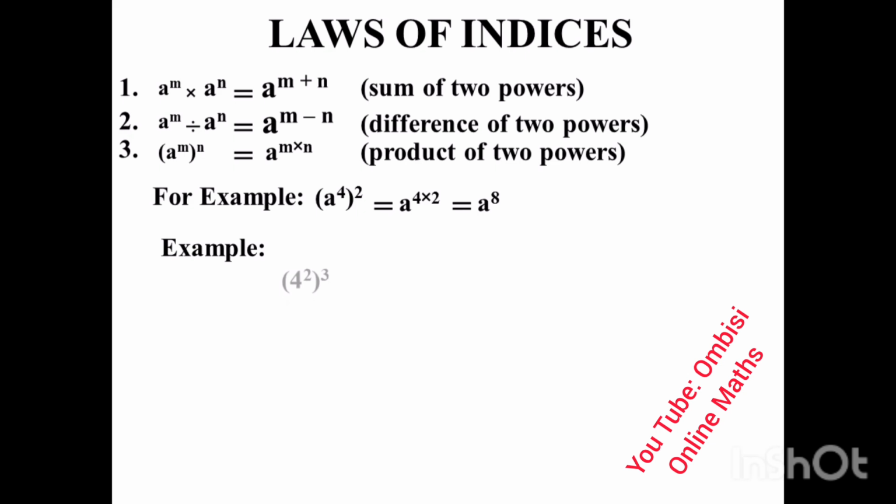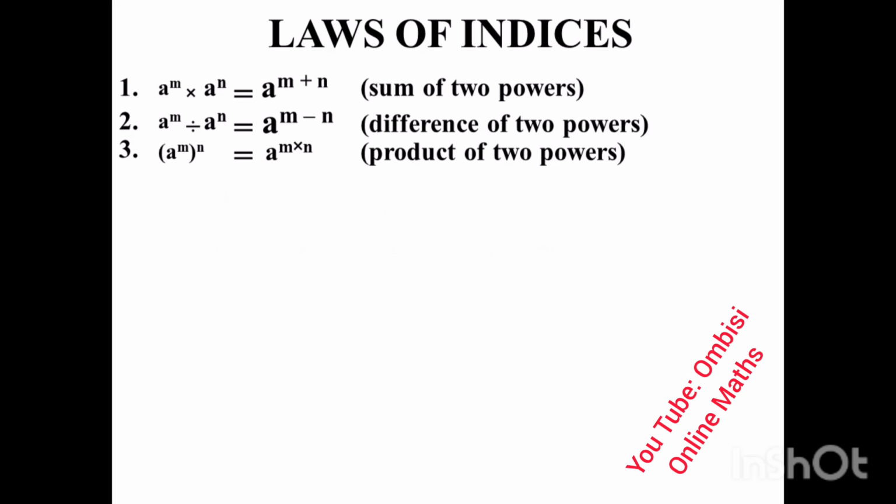And in an example form, if you have 4 raised to 2, then raised to 3, this is the same as 4 raised to 2 times 3, and 4 raised to 2 times 3 translates to 4 raised to 6, and 4 raised to 6 translates to 4096. That is the law of the product of two powers.